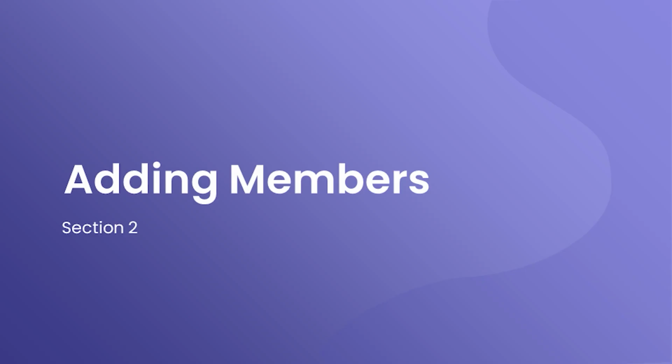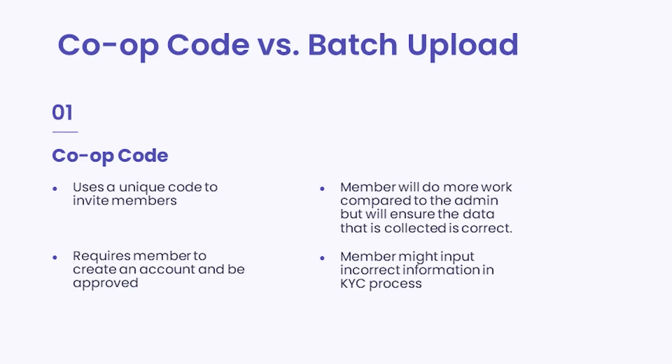Adding members. Now let's discuss the 2 ways you can add members. You have the co-op codes and batch uploads. The main difference between the two is how you will onboard your members. For co-op codes, you will onboard members through the use of code. The co-op code is unique to every cooperative, hence only having one available.